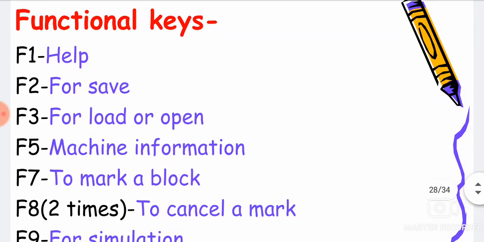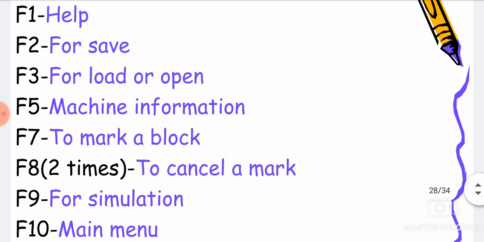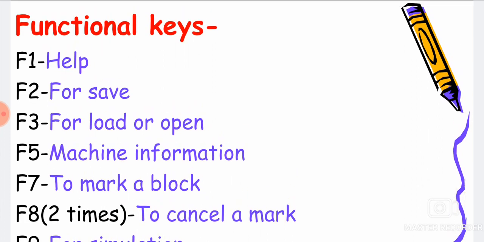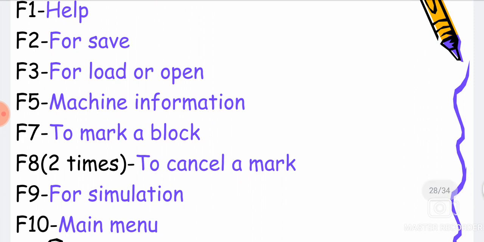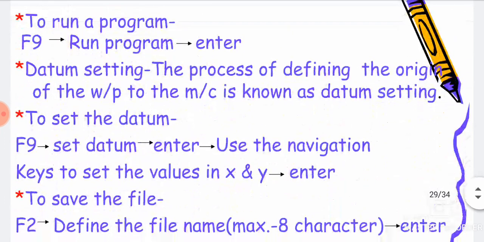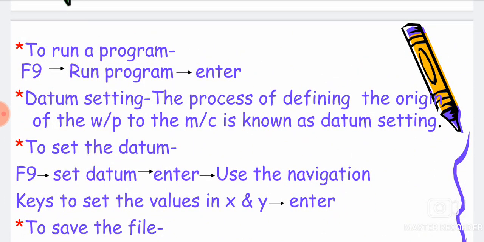Functional keys. F1 help. This is the functional key working on the part programming. F1 is help, F2 for save, F3 for load or open, F5 machine information, F7 to mark a block, F8 to cancel a mark, F9 for simulation, F10 for main menu. To run a program, F9 run program, enter.